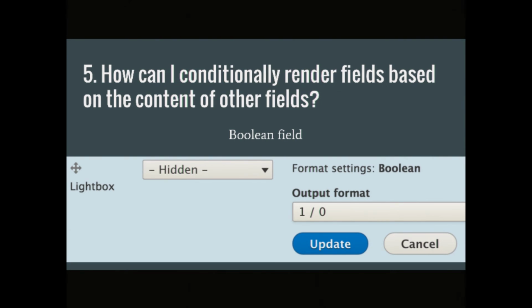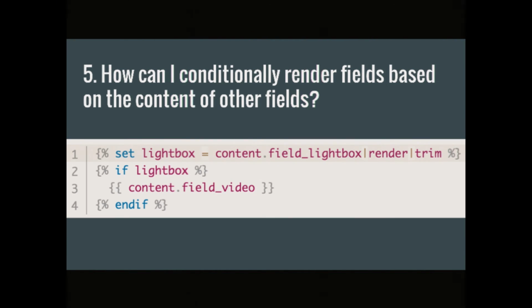How can I conditionally render fields based on the content of other fields? This one is a little bit funny. So let's say that we have a Boolean field. For one, we have to hide the label, and in the format, we have to say output format 1/0. I'm going to explain that later. So this is how you do it.